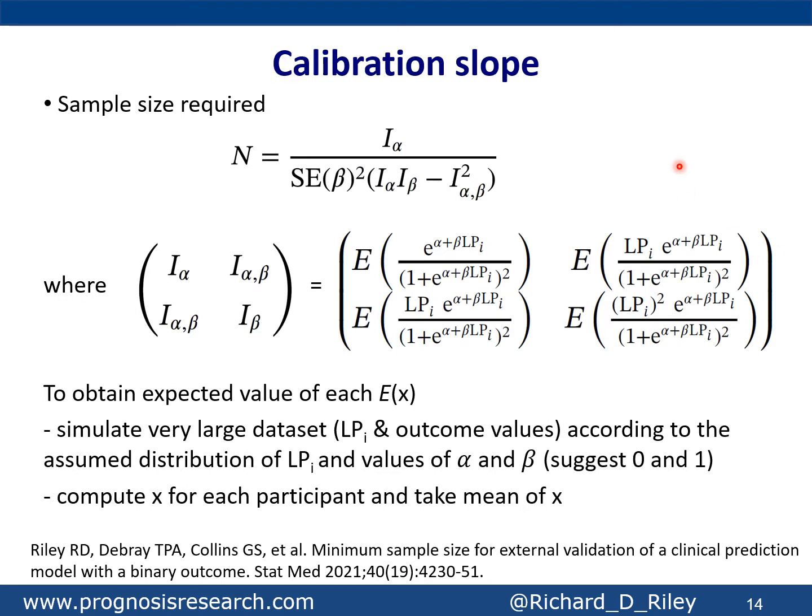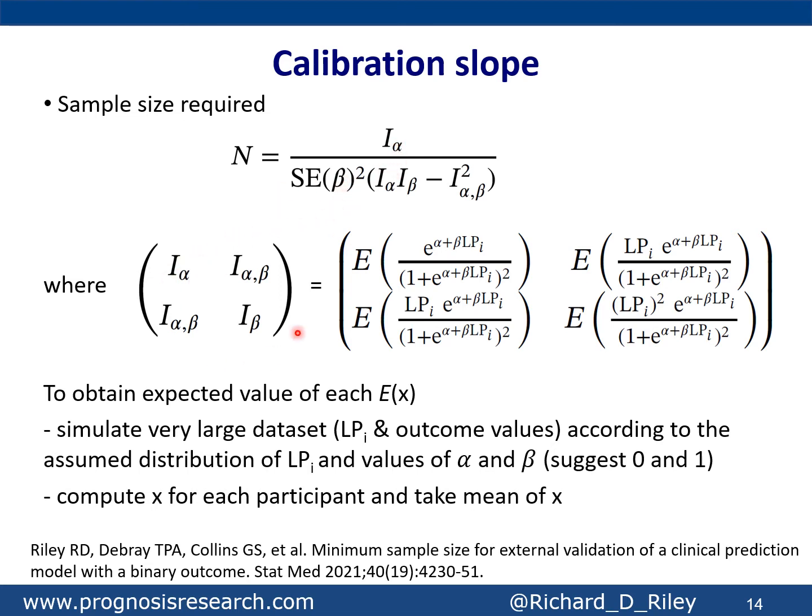Now, as I said, I want to avoid mathematical formula, but it's actually essential that I just illustrate it briefly for just one measure, which is the calibration slope. So remember, the premise is we are going to calculate the sample size n conditional on specifying a target standard error. We can rewrite that in terms of the confidence interval width if we wanted to, and the true values of alpha and beta in my equation, and also the distribution of the linear predictor. Now, we show in the paper that the sample size depends on the values of the information matrix, when we fit that logistic regression equation, divided by the square of the standard error.